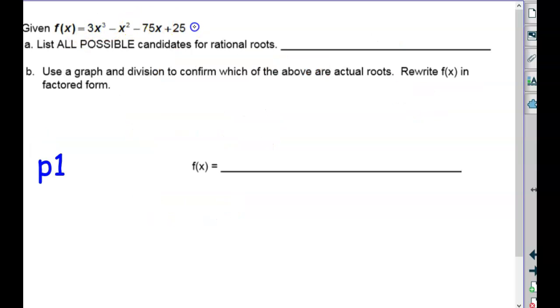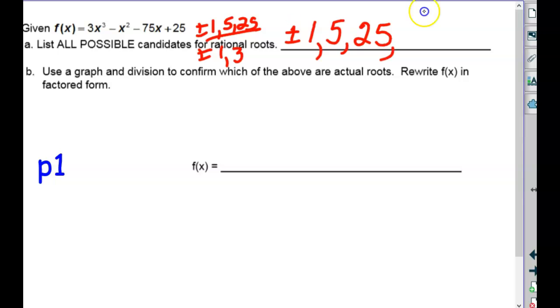All the leading coefficients and constants. So the constant would be plus or minus 1, 5, or 25 over plus or minus 1 or 3. So you'd have plus or minus 1, 5, 25, and then all of those over 3 would be 1/3, 5/3, and 25/3.